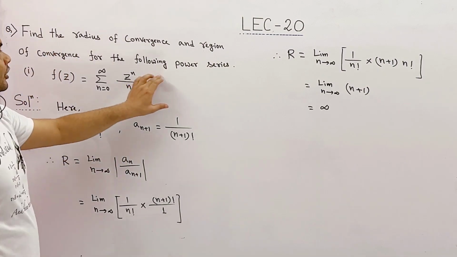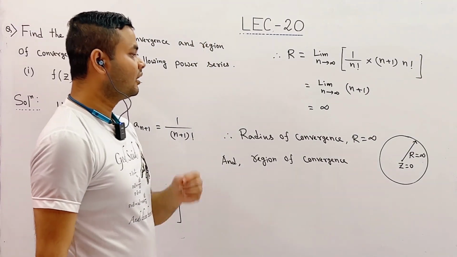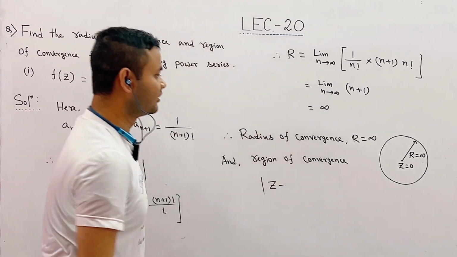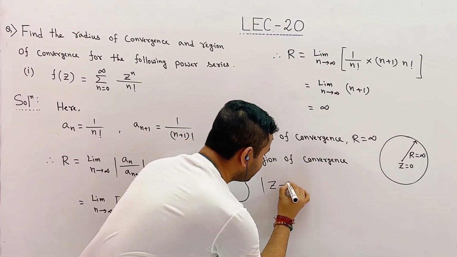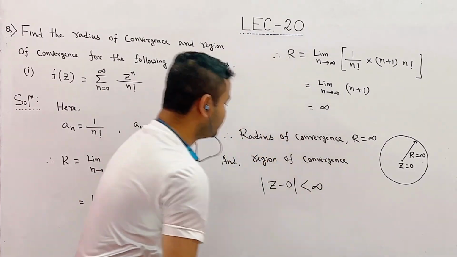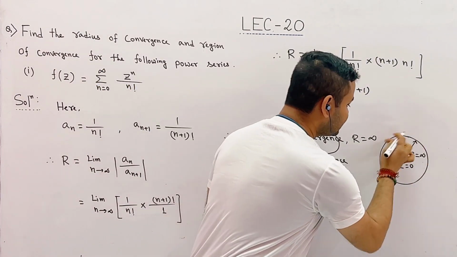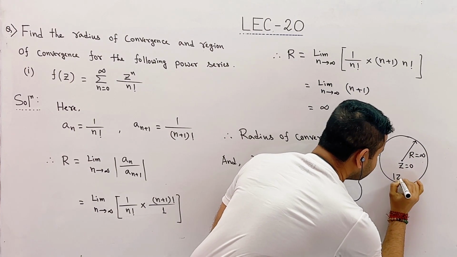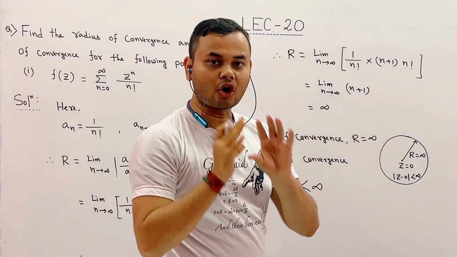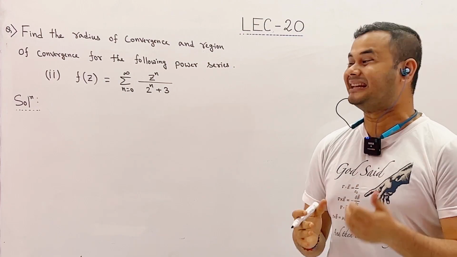So we have seen that for this power series the radius of convergence is infinity and the region of convergence is given by modulus of z minus z naught less than R. So here z naught equal to 0, R equal to infinity. So the region of convergence is modulus of z minus 0 less than infinity. So this is our region of convergence, and in this region at all points the function f of z will be analytic. Okay. Now let us solve the second problem.